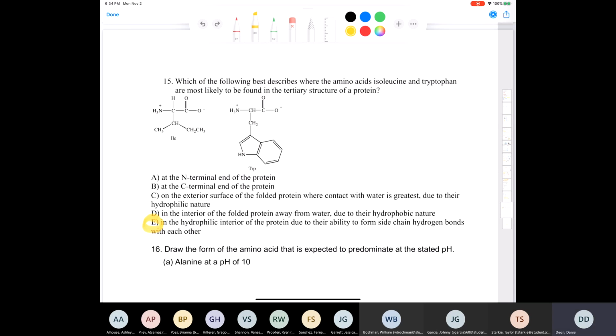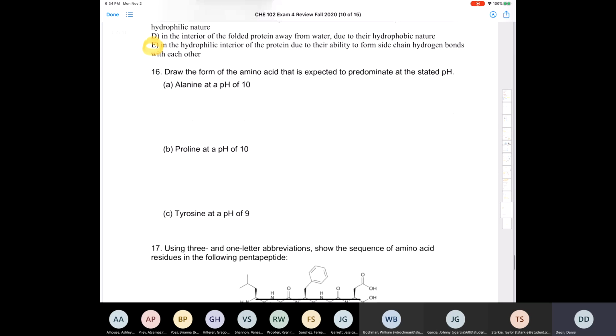Okay, let's try number 16. And I might need to help you out with this. Let's just keep it simple. Let's do alanine. I'll change this up a little bit. Let's do alanine at a pH of, I don't know, 12.